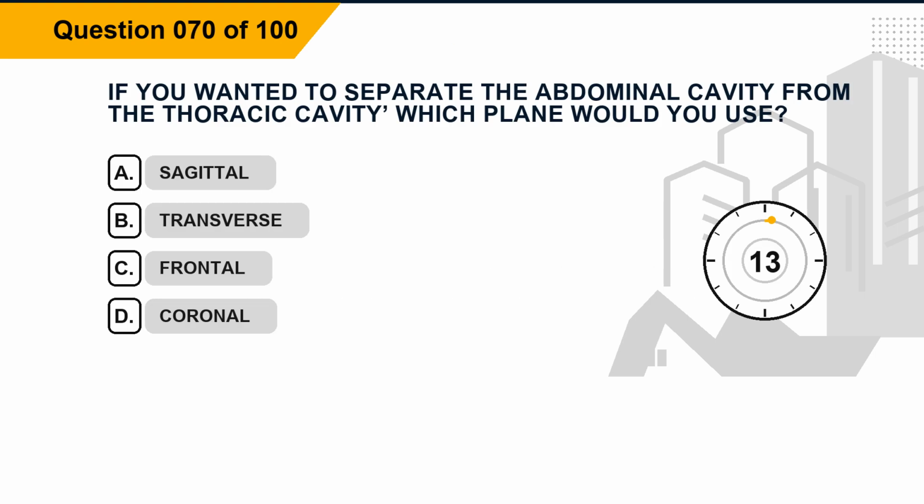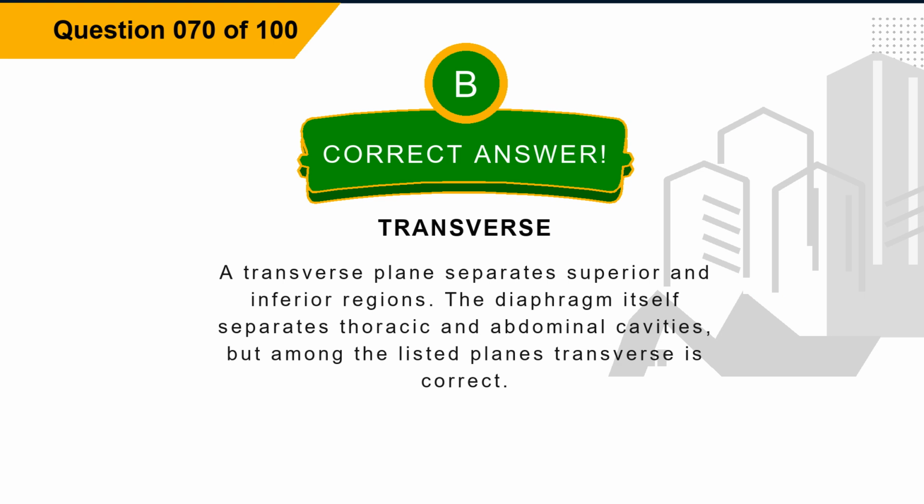Question 70. If you wanted to separate the abdominal cavity from the thoracic cavity, which plane would you use? Option A. Sagittal. Option B. Transverse. Option C. Frontal. Option D. Coronal. The correct answer is option B. Transverse. Explanation. A transverse plane separates superior and inferior regions. The diaphragm itself separates thoracic and abdominal cavities, but among the listed planes transverse is correct.